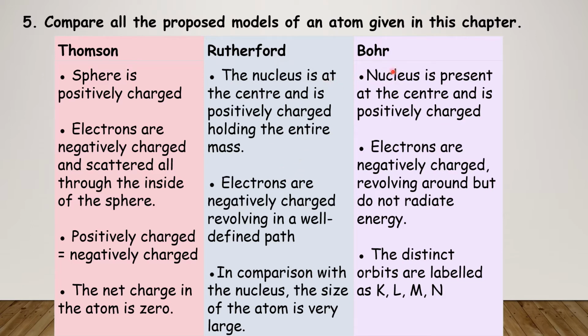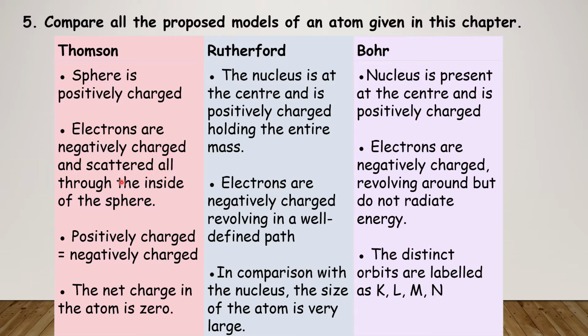In Bohr's model, the nucleus is present at the center and is positively charged. So Rutherford and Bohr, both points are correct and the same. Okay, children. And next, Thomson's model: electrons are negatively charged and scattered all through the inside of the sphere. Here it says the location of electrons.